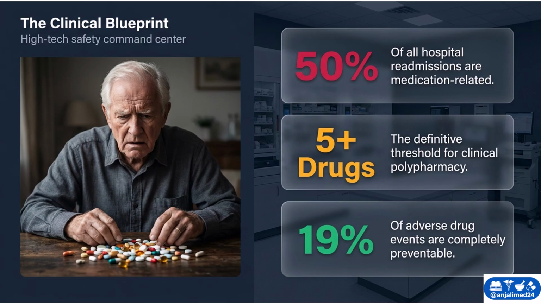Once patients cross this point, the risk of drug-drug interactions, prescribing cascades, falls, confusion, renal injury, and adverse events increases dramatically. This is especially dangerous in elderly patients because aging changes the body's pharmacokinetics and pharmacodynamics. Drug metabolism slows, renal clearance decreases, and sensitivity to medications becomes greater. The encouraging fact, however, is that around 19% of adverse drug reactions are completely preventable. This means that structured medication review and reconciliation can directly improve patient safety and reduce the healthcare burden.